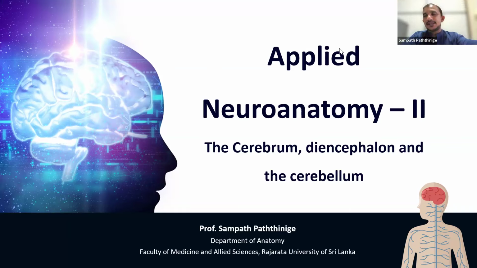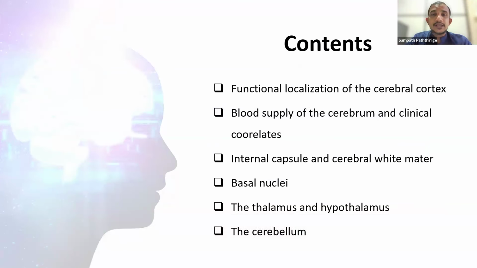Mainly I'll be talking about the cerebrum and its blood supply. But towards the end, I'll be talking about the smaller topics like the basal ganglia, the diencephalon, the internal capsule, those regions as well. Right. So the first part I'll just go through quickly.